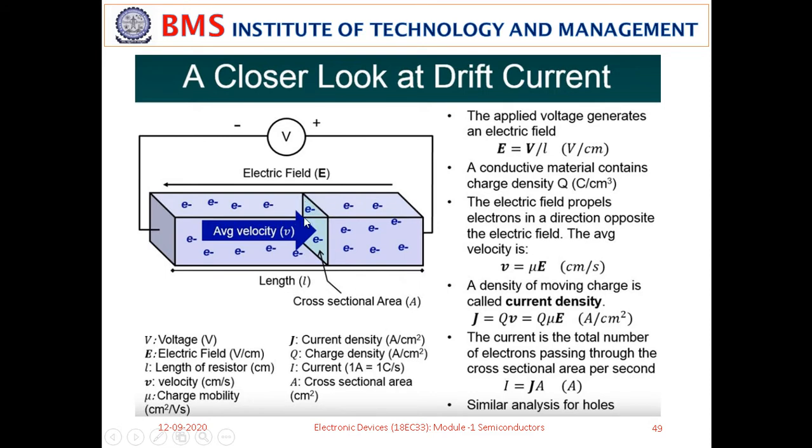So current is the total number of electrons passing through the cross sectional area per second. If you take this cross sectional area, how many electrons are passing per second, that gives us the current here. So we are considering current here. The same analysis can also be used for holes. The field is in the direction opposite to the electron movement. You can see that the electric field is acting opposite to the electron movement here. This is the semiconductor material which has some resistance, and that is considered in analyzing all these equations.